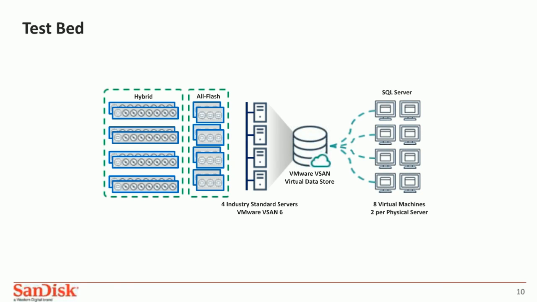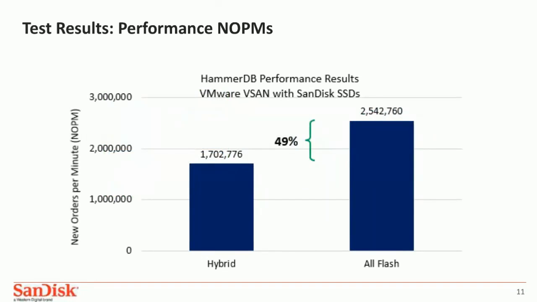For the all-flash configuration, each disk group included 2 SanDisk Optimus Max 4 terabyte SSDs for storage capacity and 1 800 gig SanDisk Optimus Ascend SSD for write acceleration. Each of the 4 servers hosted 2 virtual machines. These 8 virtual machines were running Windows Server 2012 and Microsoft SQL Server 2014.